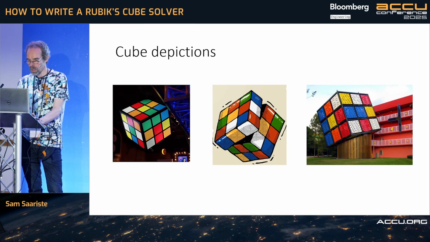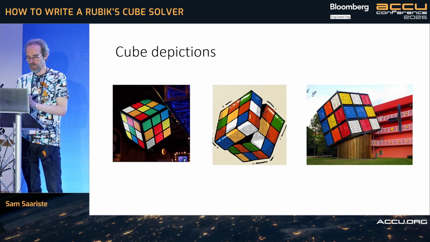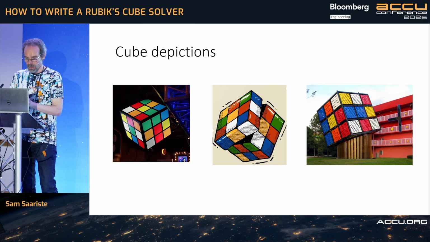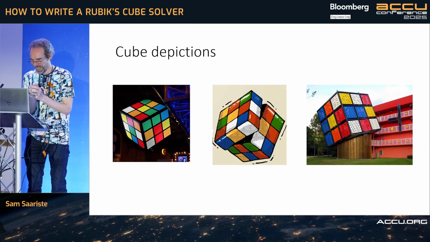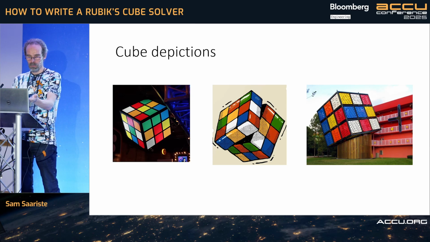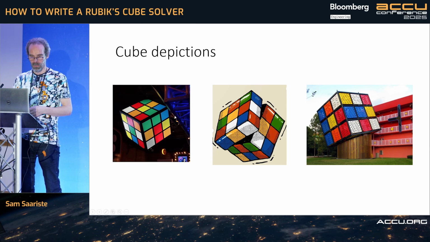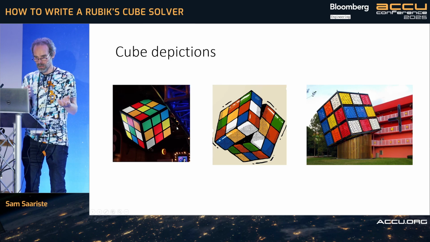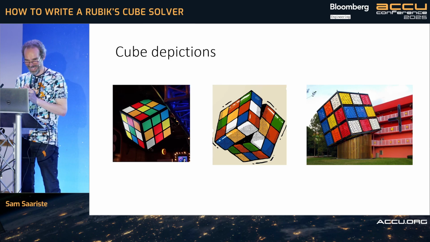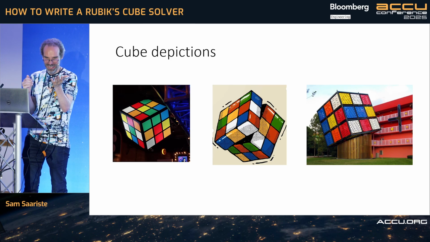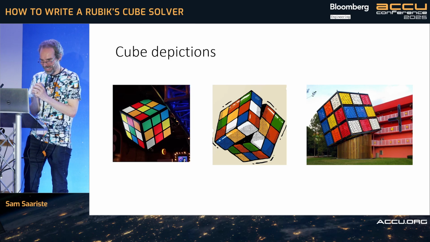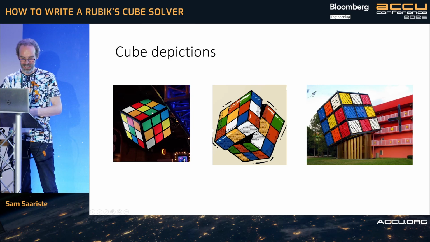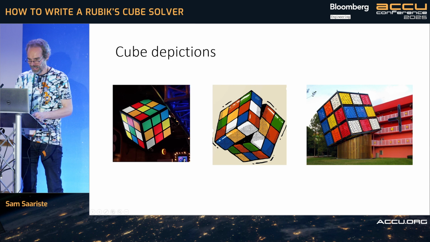I wanted to show a little bit about when you see cube depictions. Well, the first picture here at the left, does everyone see that there's something wrong there? Yeah, so what is wrong? Yes, 2 greens on an edge and 2 blues on a corner.